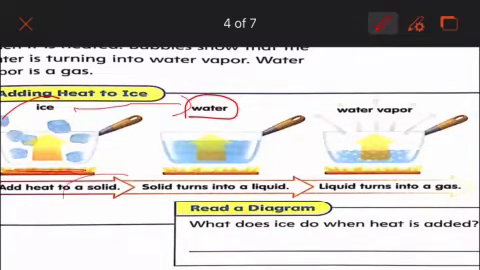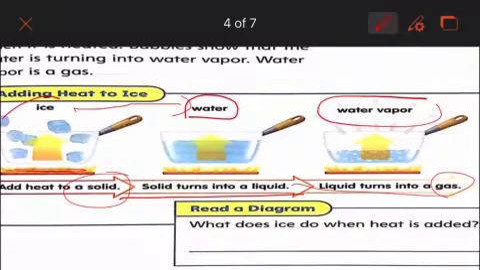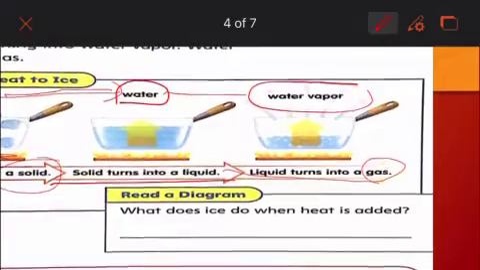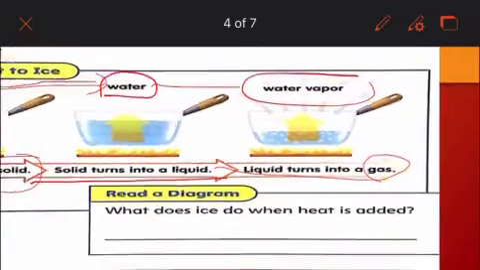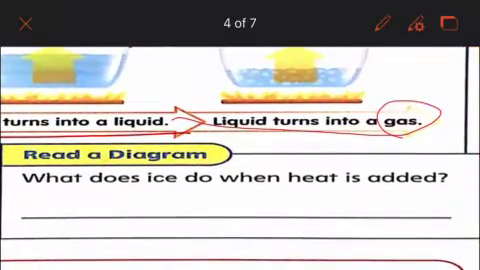So ice is solid. Solid turns into liquid. And liquid turns into a gas. Gas is called water vapor. So ice, water, and then water vapor. All right? So let's read the diagram. Okay, here, what does ice do when heat is added?